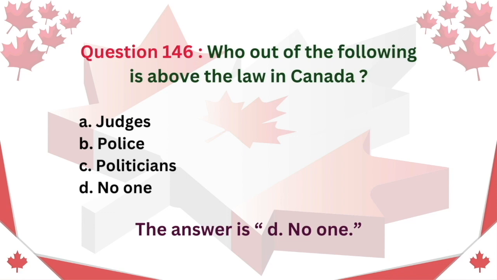Question 146. Who out of the following is above the law in Canada? A. Judges. B. Police. C. Politicians. D. No one. The answer is D. No one.